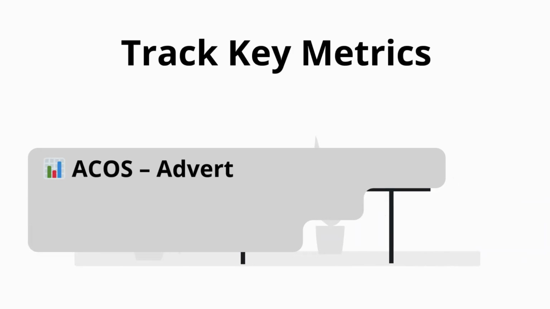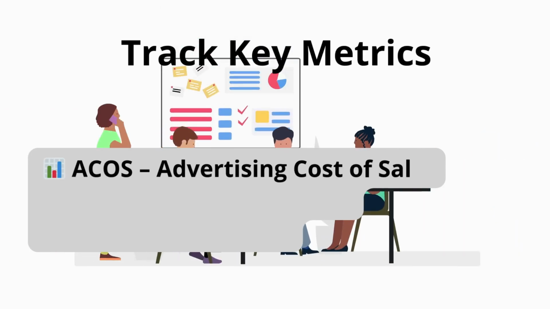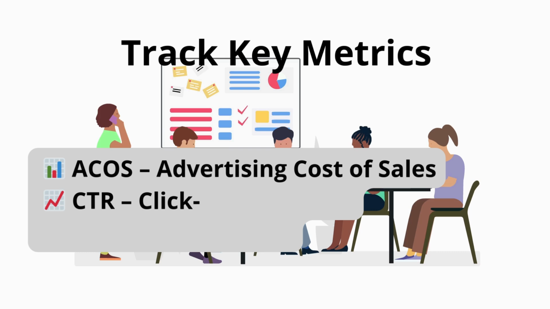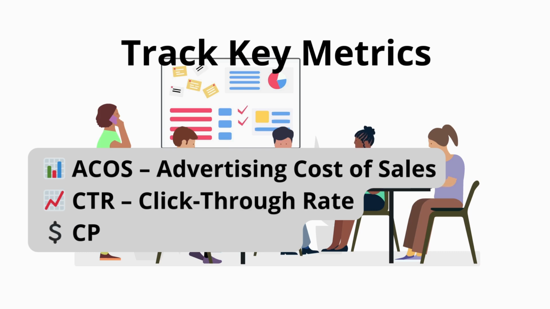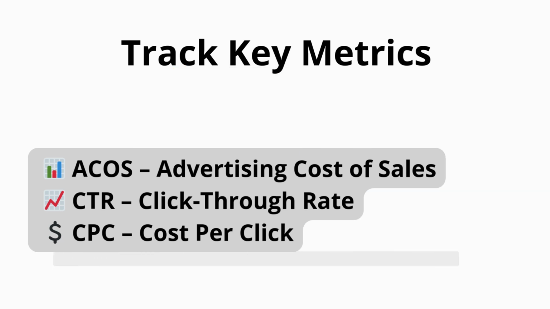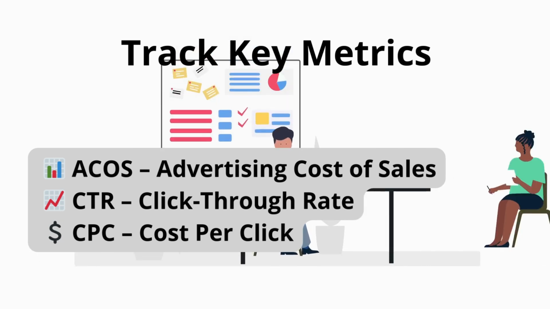Track key metrics. ACoS, advertising cost of sales. CTR, click-through rate. CPC, cost per click. Monitor metrics like ACoS, CTR, and CPC to understand if your ads are profitable and attracting the right audience.